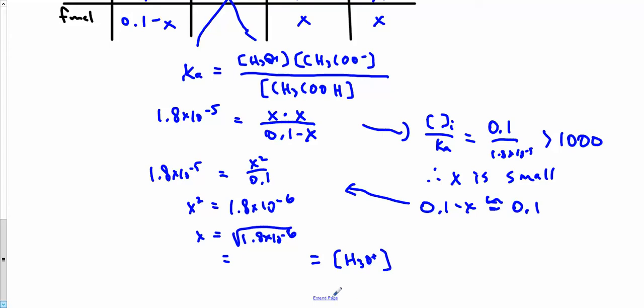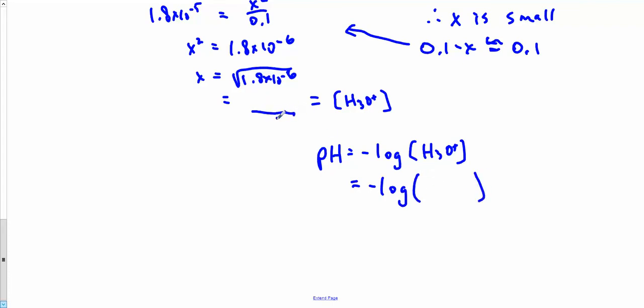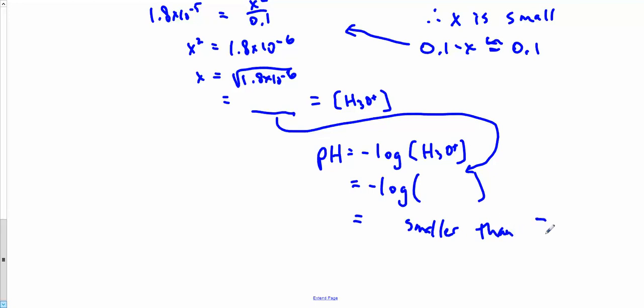Now I also need to find pH, and I know pH is equal to negative log of the concentration of H3O plus. So I'm going to get the negative log of whatever this number is. And I'm going to get a pH, and it will definitely be smaller than 7, because this is an acidic solution. If I don't get an answer smaller than 7, something has gone wrong somewhere. So that's Ka in a nutshell, and now you can try some questions on your own.